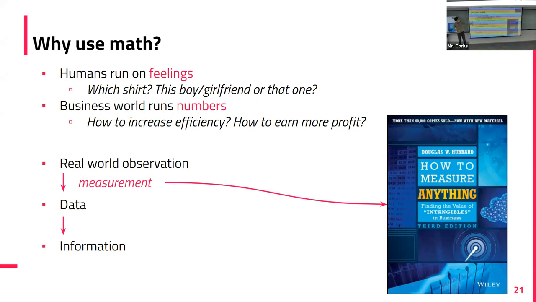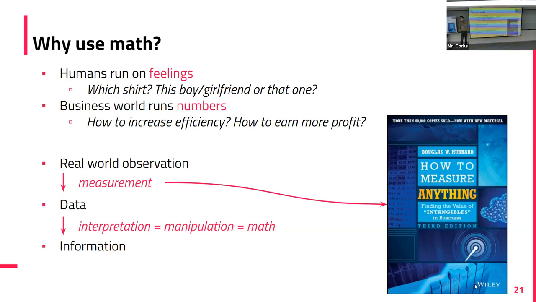So some real world thing, we can measure that and turn it into data, but data is just a big giant list of numbers. It's hard for us to make a decision directly off the data. We have to manipulate it. We have to do things with it. So we find out, where is the middle point of that data? What is the spread of that data? What's it going to do in the future? All of that is math.